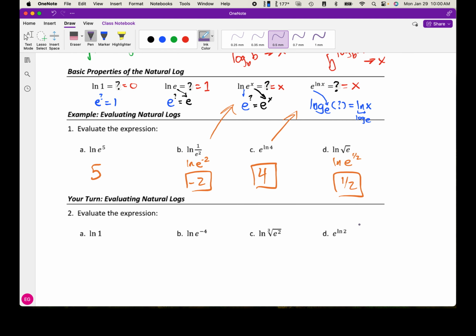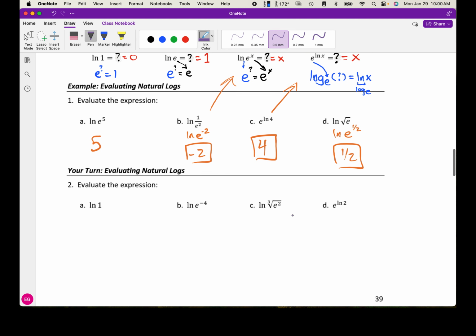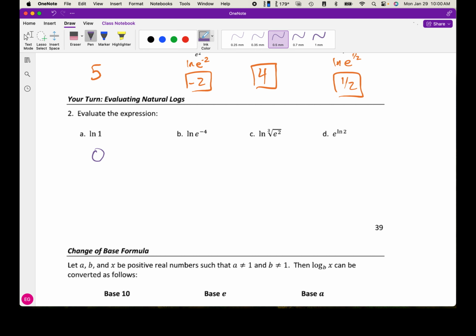Here we got ln 1. Well, that's just using the first property way up top that we have there. So that guy's just going to be 0. ln e to the negative 4 is going to be negative 4. That's using the third property. What I want to do here is rewrite this in exponent form instead of radical form. So this is going to be e to the 2/3, so that's just going to be 2/3. And then e raised to the ln 2, that's that fourth property, it's just going to be 2.